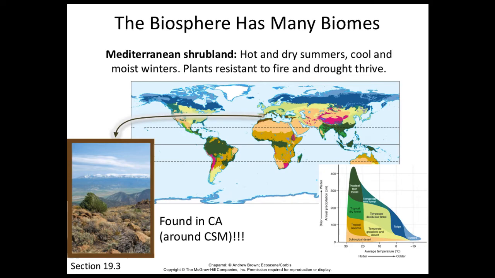Mediterranean shrublands is another biome type. These are characterized by hot, dry summers, but cool and moist winters. The plants are resistant to fire and are able to survive long droughts. We do find Mediterranean shrublands throughout coastal California, including in the hills around the College of San Mateo.